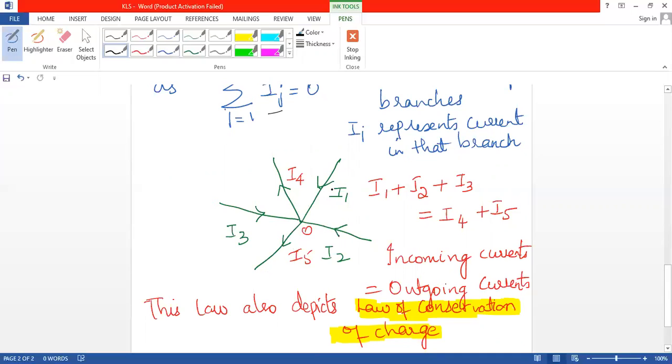So in this network, I1, I2 and I3 are the three currents which are incoming, and I4 and I5 are the currents which are outgoing. So I can write the equation as I1 plus I2 plus I3 equal to I4 plus I5. So incoming currents are equal to outgoing currents. This particular law depicts the law of conservation of charge.